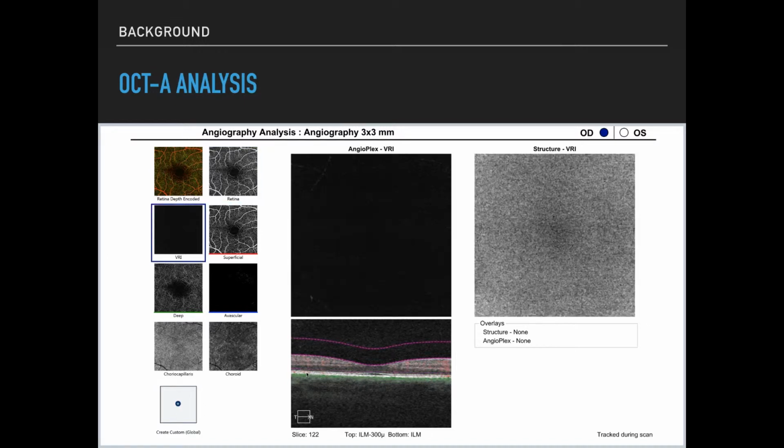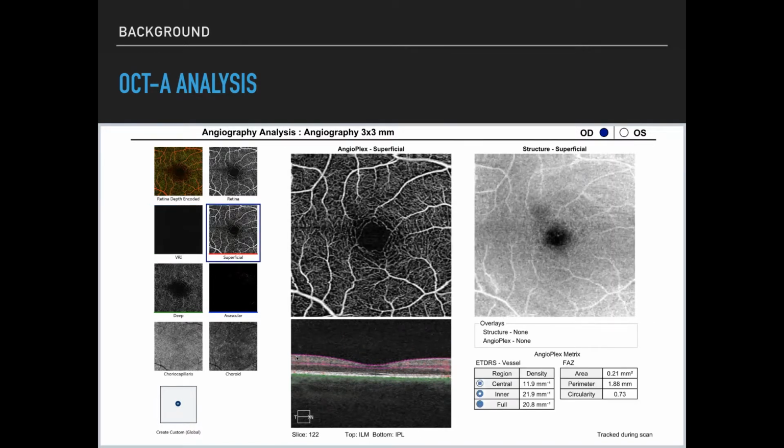Here you can see a different slab. In this one, the purple boundary lines go from within the vitreous to the inner aspect of the neurosensory retina. This is called the vitreoretinal interface slab. Here, the purple boundary lines go from the inner retina to approximately the location of the inner plexiform layer. We call this the superficial slab.